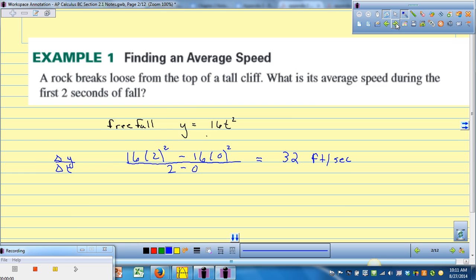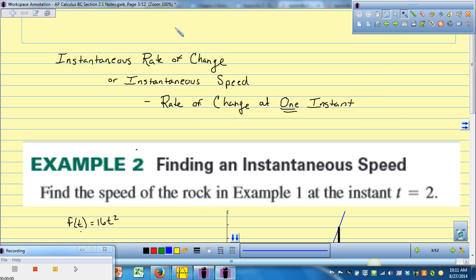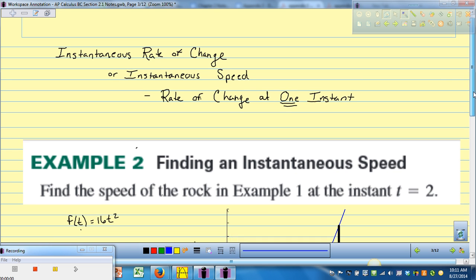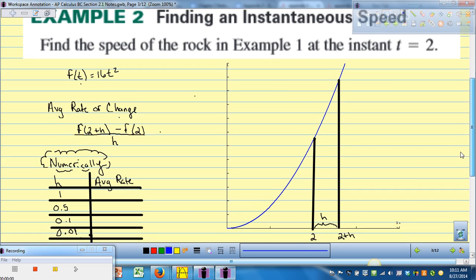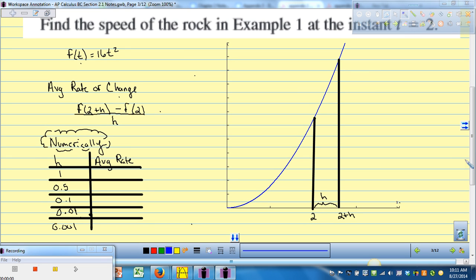All right. So now let's look at instantaneous rate of change or instantaneous speed. That is the rate of change at one instant, where we no longer have the two. All right? So if we look at this example again, we want to find the speed of the rock in example 1 at the instant t equals 2. Okay? Well, if we think about this, I have on my graph 16t squared. I have 2, and then I have some change in my time h. So we have 2 plus h.